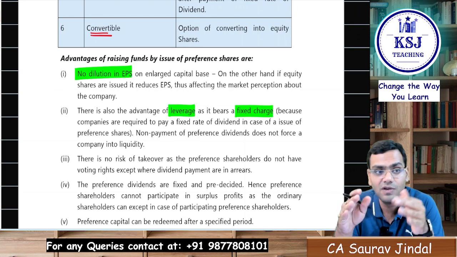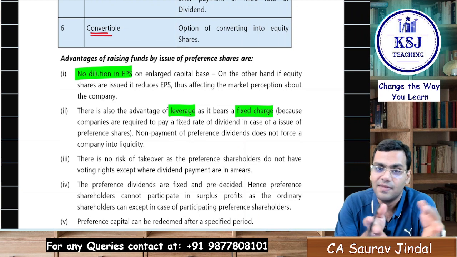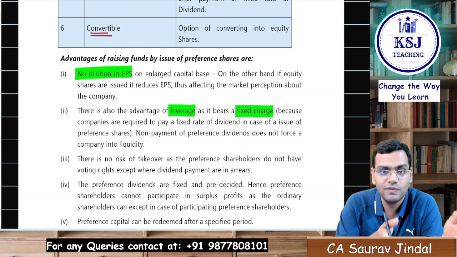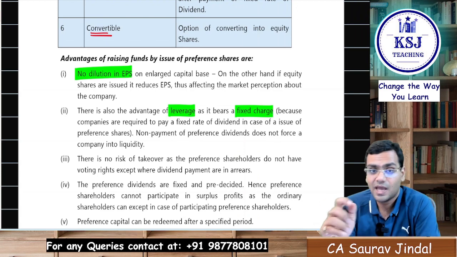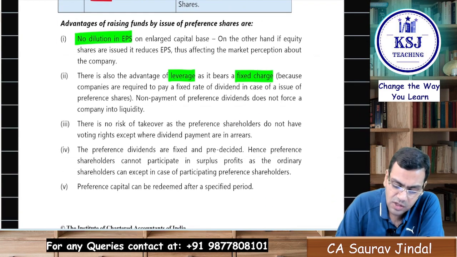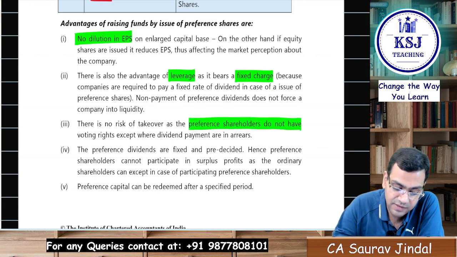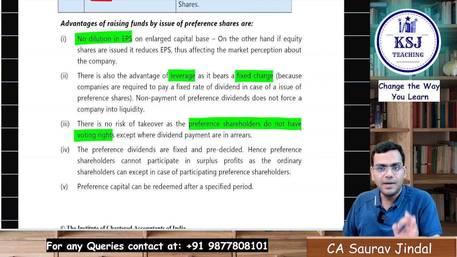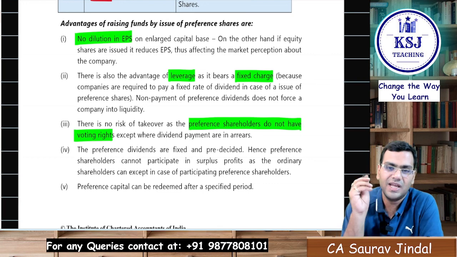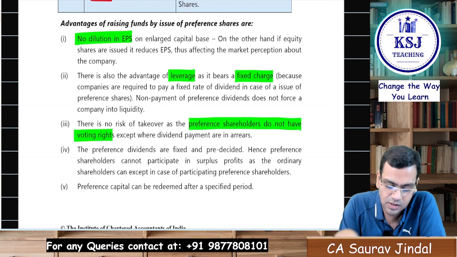If you are paying 16% preference dividend, that is a fixed cost, right? You will be paying every time. Right, so here the leverage benefit can be there. No risk of takeover as the preference shareholders do not have the voting rights except where the dividend payments are in arrears, they have limited voting rights, right? So takeover by the preference shareholders is not an option.